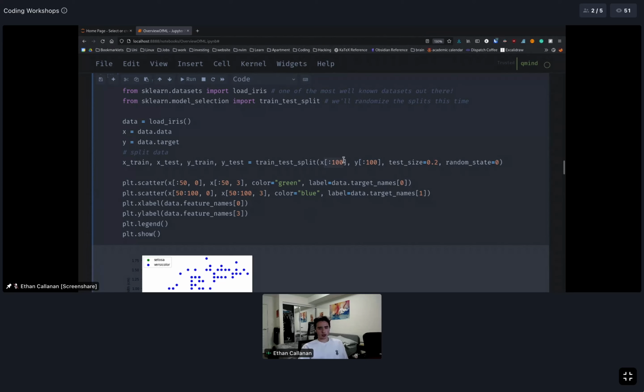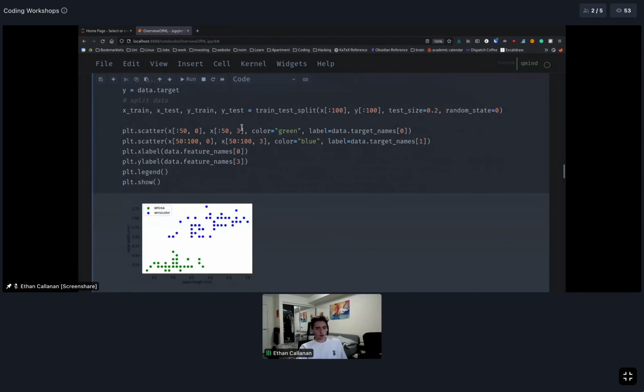And so just the first 50 are one class, and then the next 50 are another class. So we're capping it at 100. Our test size, we only want 20% of the data to go into the test set. The other 80% is training data. You always want most of your data to be training data. And then, yes, at a random state. So it's randomized.